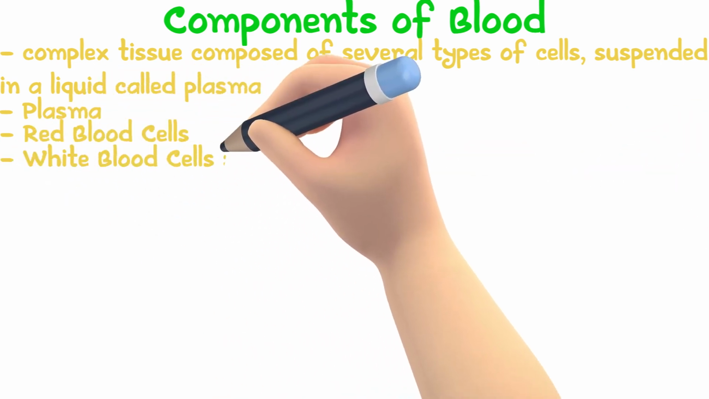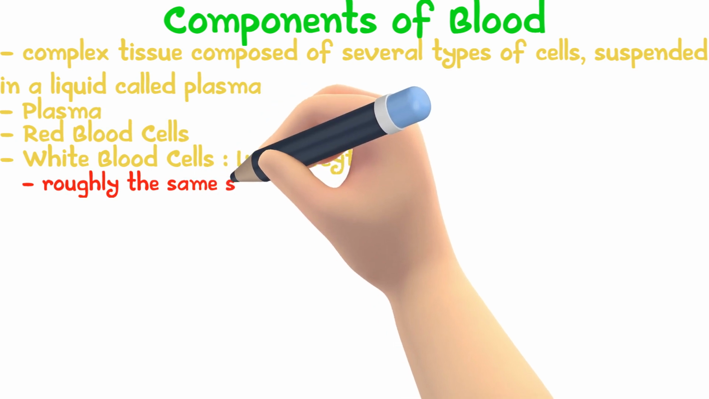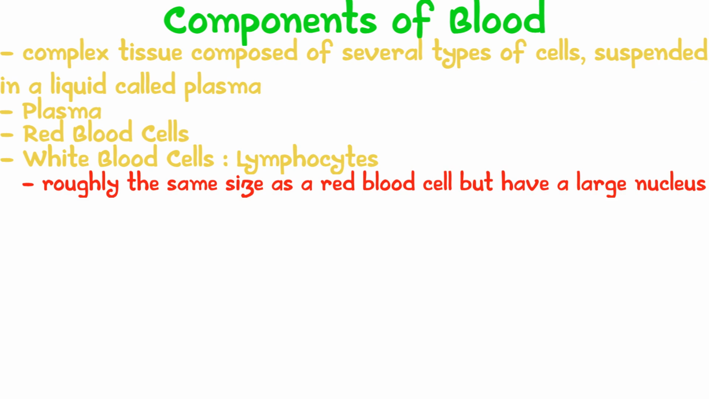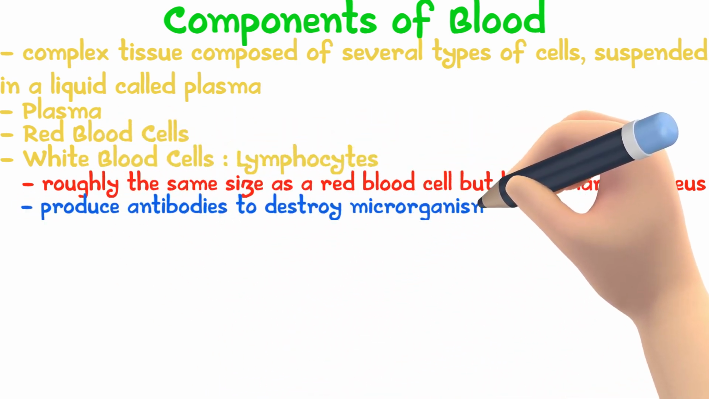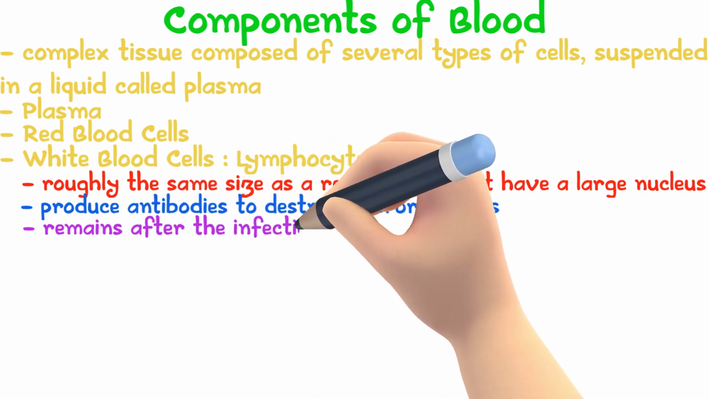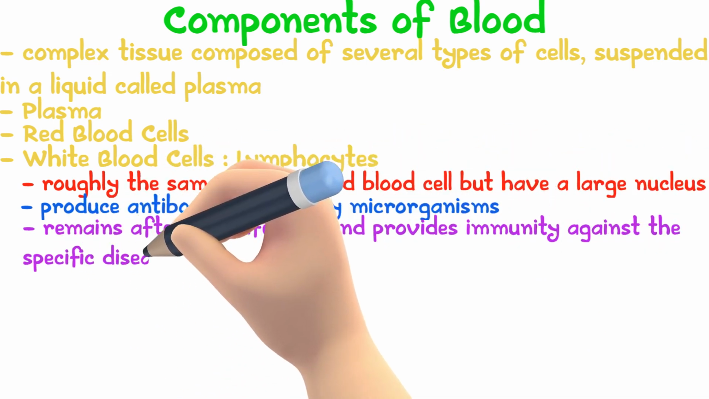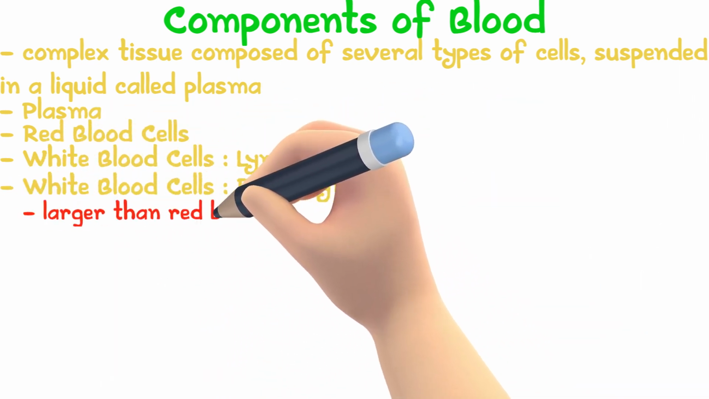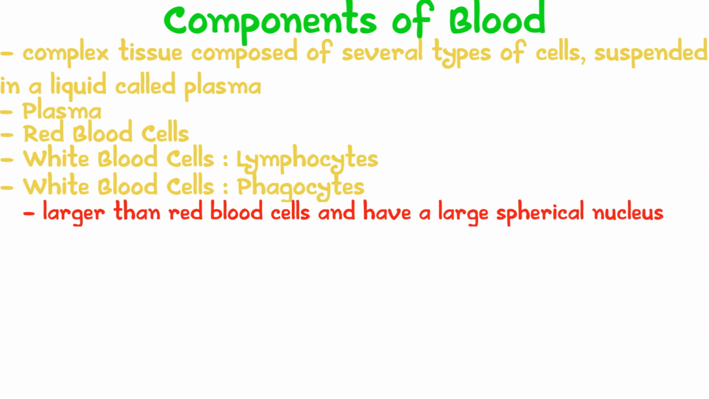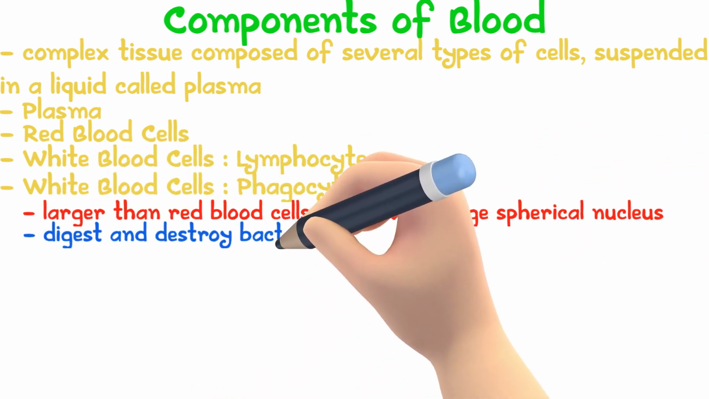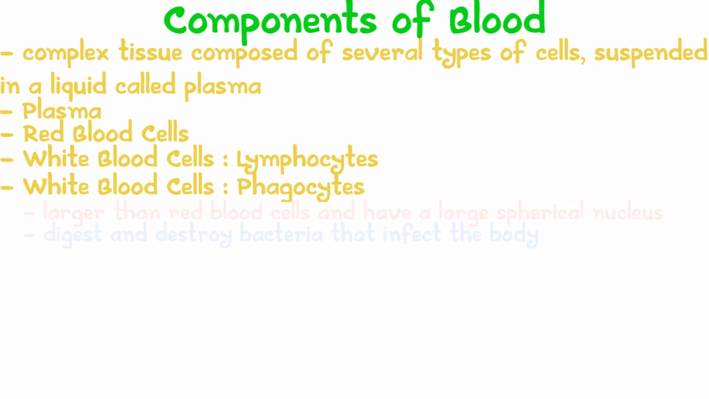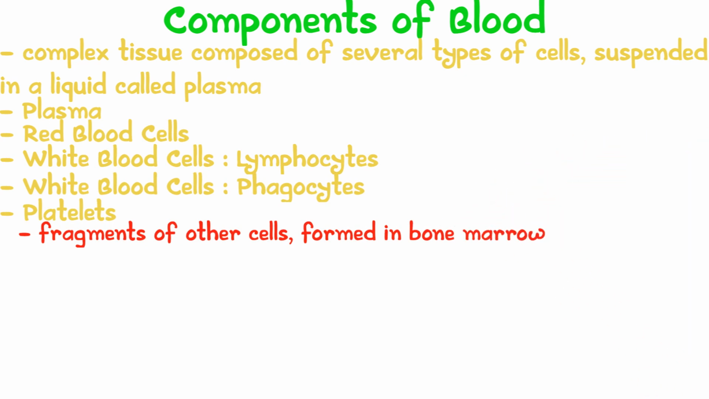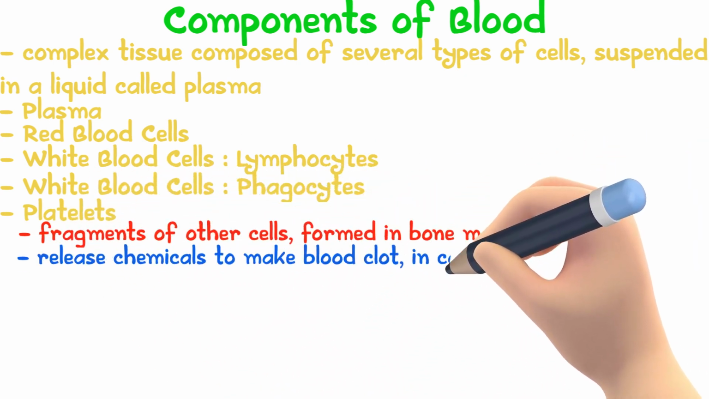White blood cells, lymphocytes, are roughly the same size as a red blood cell, but have a large nucleus. The purpose of lymphocytes is to produce antibodies to destroy microorganisms. Lymphocytes remain after the infection and provide immunity against a specific disease. White blood cells, phagocytes, are larger than red blood cells and have a large spherical nucleus. The function of phagocytes is to digest and destroy bacteria that infect the body. Platelets are fragments of other cells made in bone marrow. The function of platelets is to release chemicals to make blood clot in case of an injury.